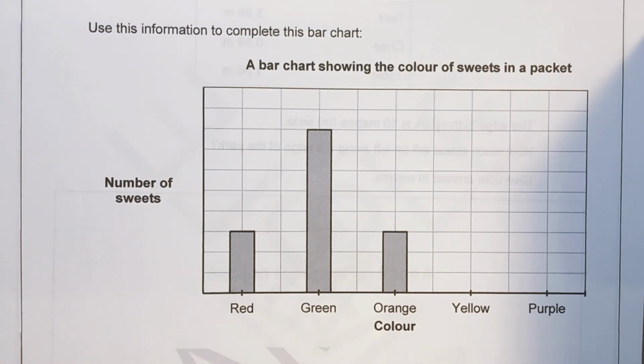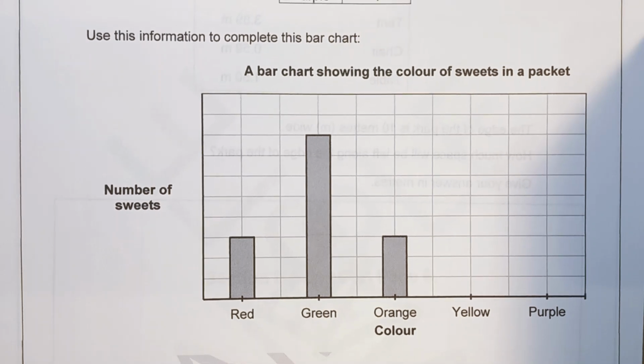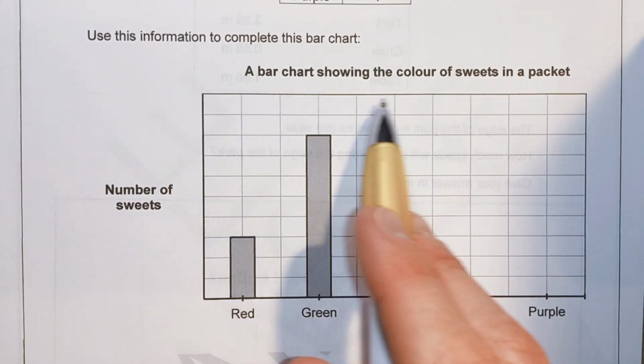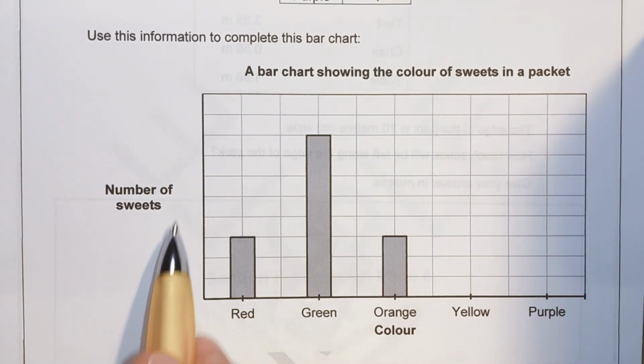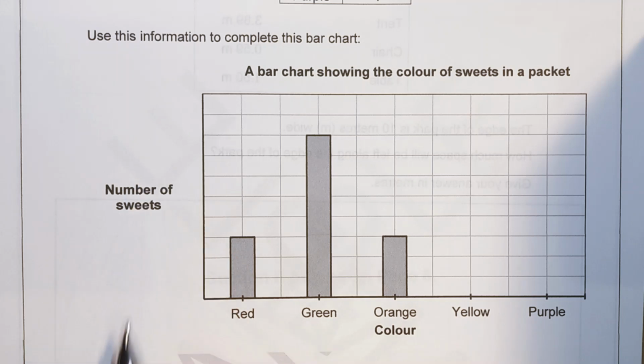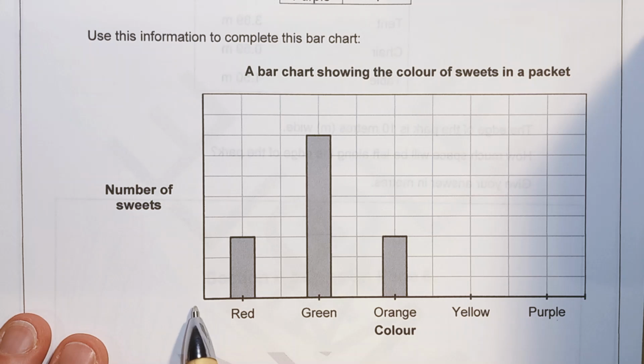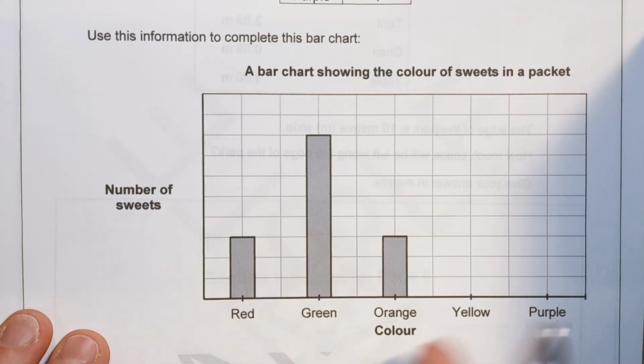So they've started this bar chart for us here. We've got a title, a bar chart showing the colour of sweets in a packet. We've got a number of sweets over here, and we've got the colours here. So we've got the label colour, and then what the actual colours are. Now what you'll notice is we haven't got any actual numbers up down the side. So we need to work out what numbers we should put in.